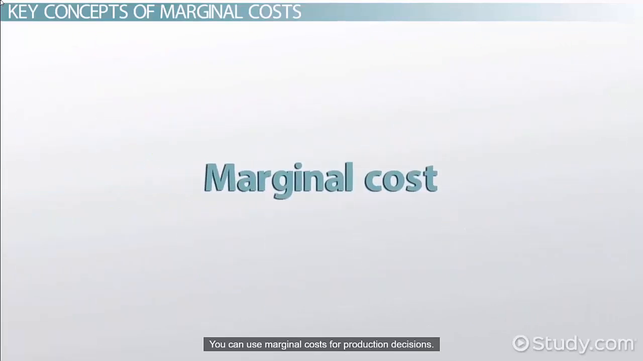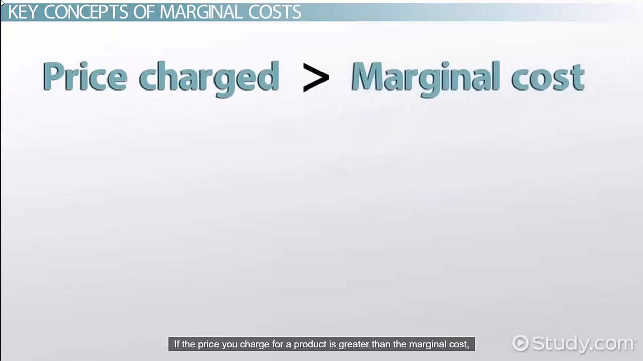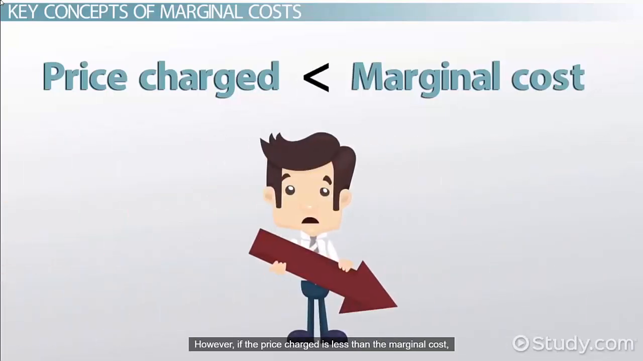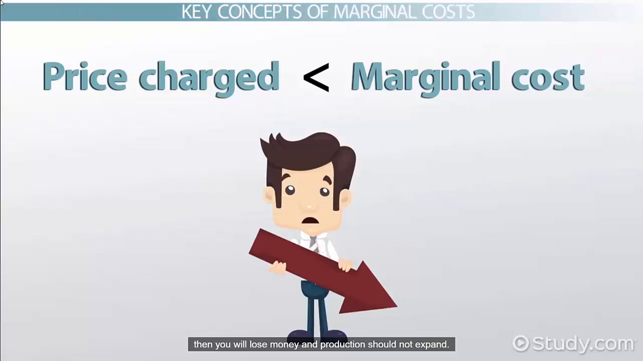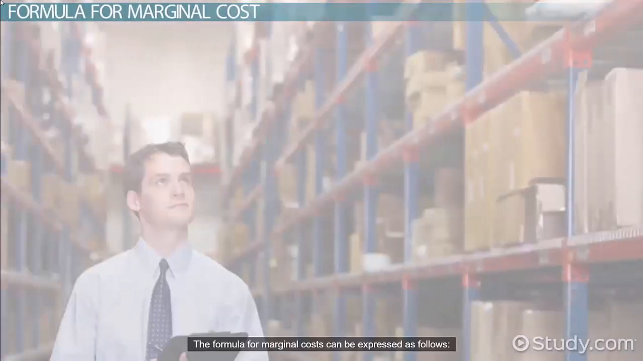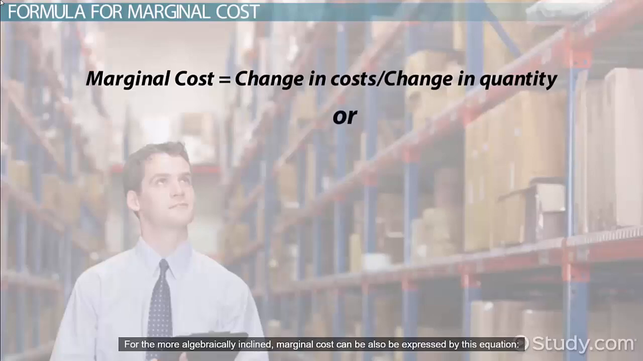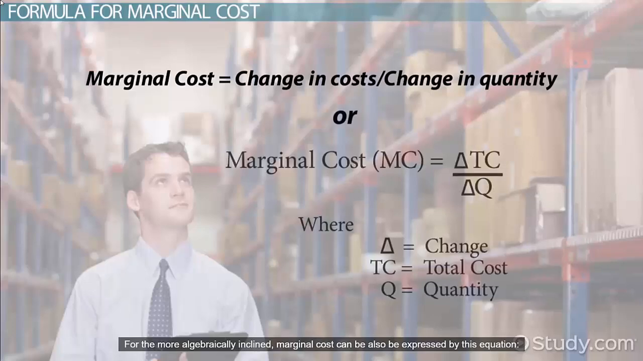You can use marginal cost for production decisions. If the price you charge for a product is greater than the marginal cost, then revenue will be greater than the added cost, and it makes sense to continue production. However, if the price charged is less than the marginal cost, then you will lose money, and production should not expand. The formula for marginal cost can be expressed as follows. Marginal cost equals change in costs divided by change in quantity. For the more algebraically inclined, marginal cost can also be expressed by this equation.